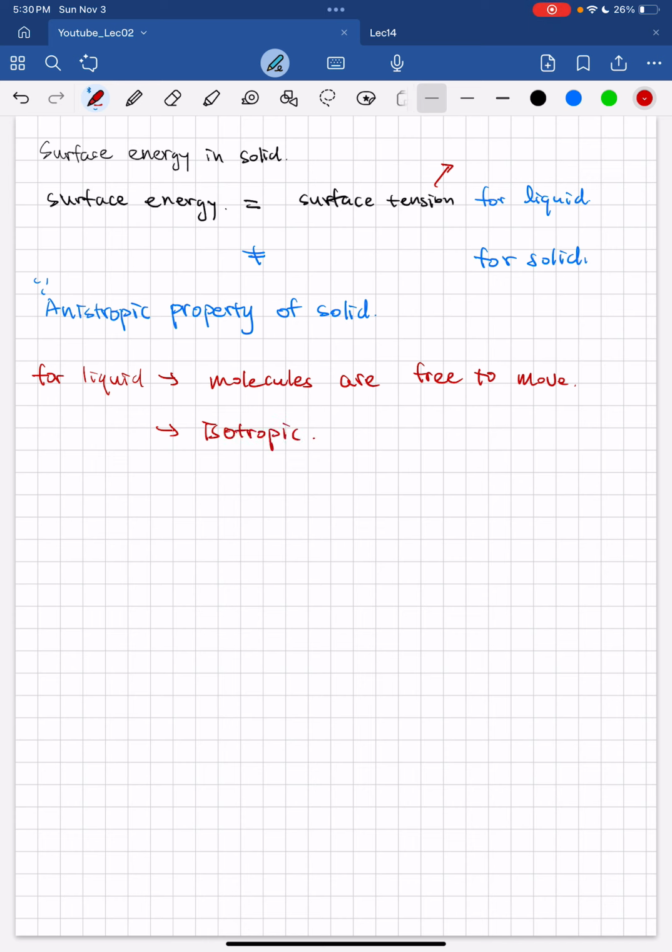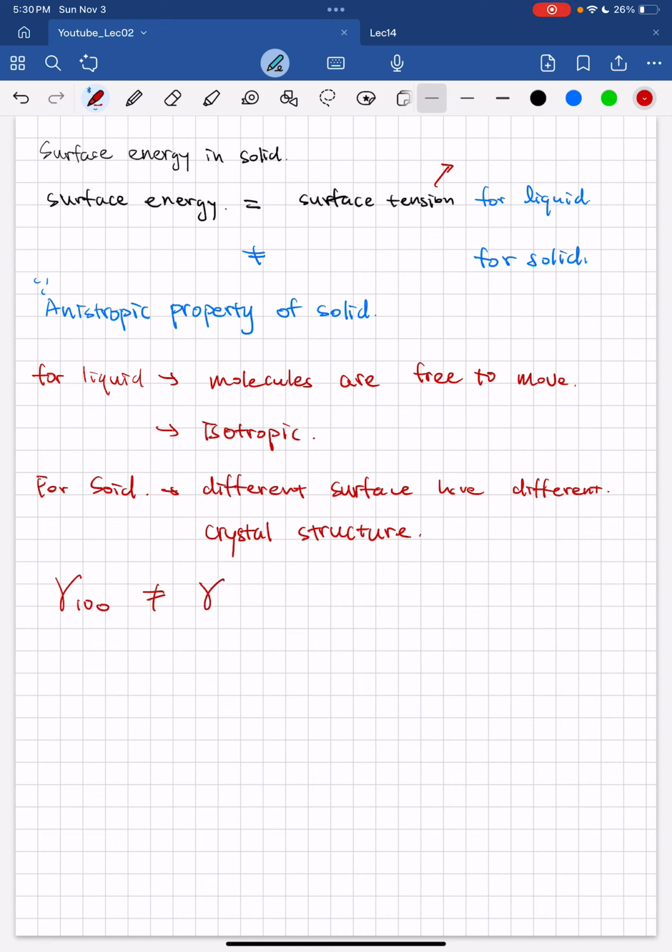But for solid, different planes have different surfaces, which have different crystal structure, as you already learned from crystallography. Okay? Because of this property, of course, surface energy of 100 will be different from surface energy of 111, and it will be different from surface energy of 110. Let's say for FCC or for any kind of structure that is not isotropic.